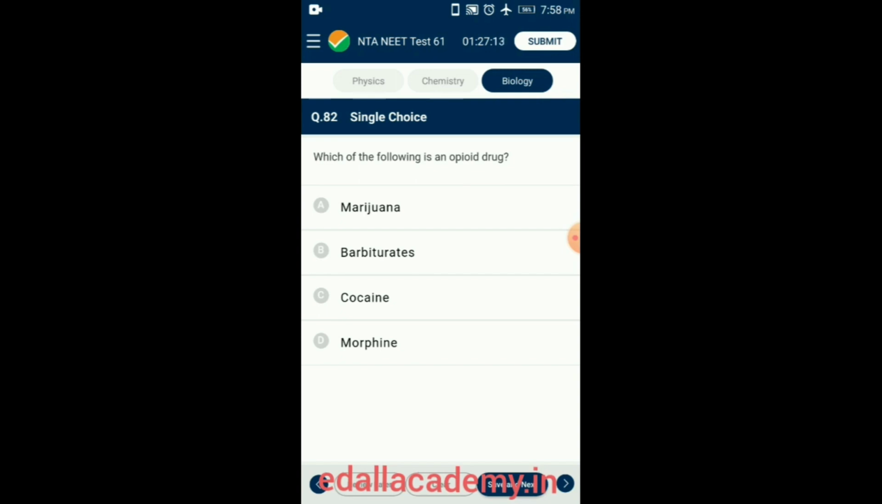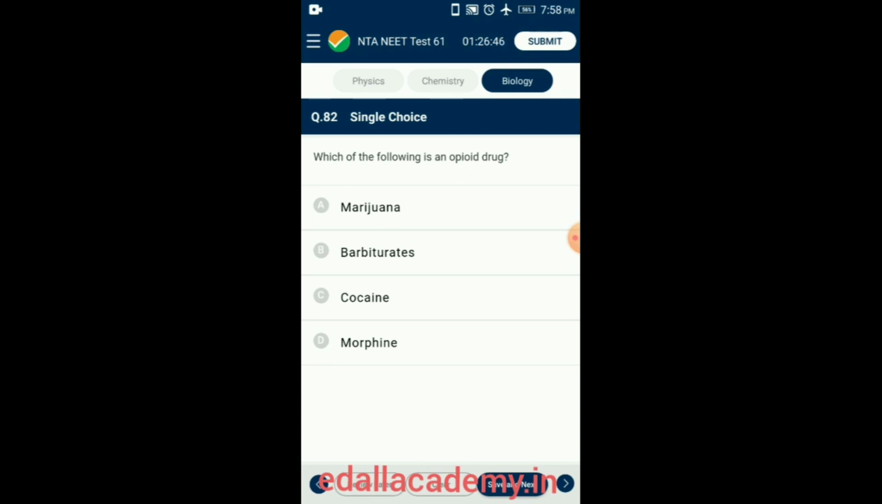Morphine is another opioid drug. Morphine is obtained from the latex of the poppy plant. It is a sedative and painkiller used to reduce pain after surgery. These are the drugs which bind to opioid receptors in the central nervous system and gastrointestinal tract.